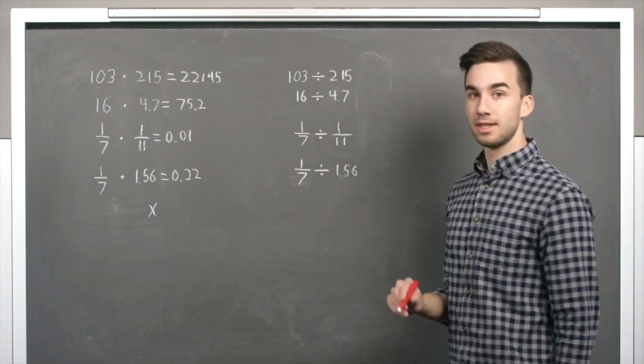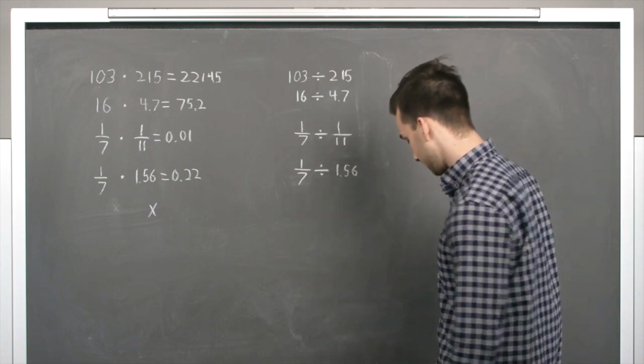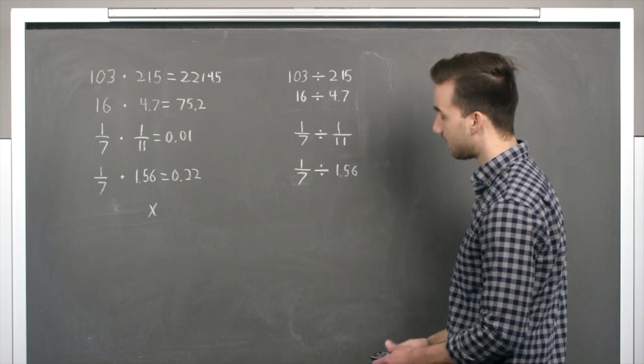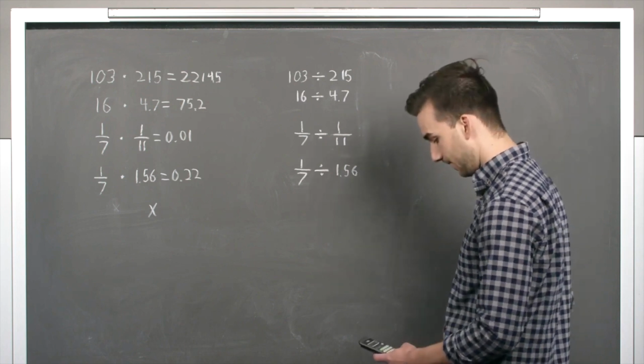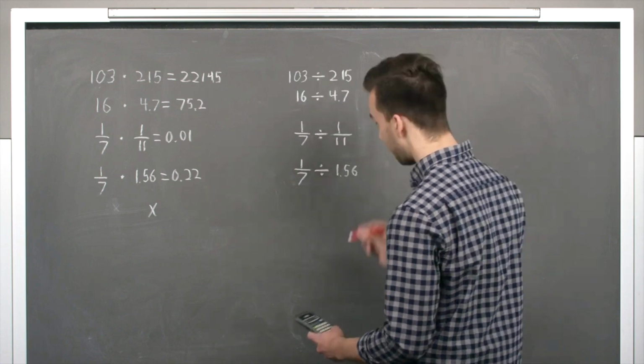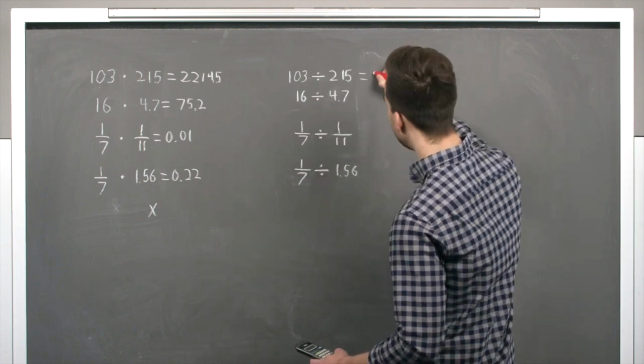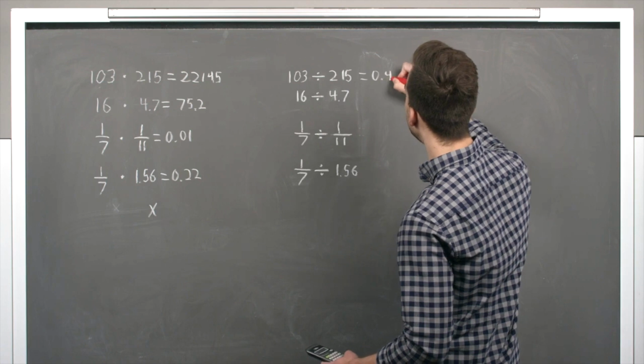It's also important that we know how to divide. So let's do these in our calculator. Let's do 103 divided by 215 gives us 0.48 rounded, 0.48.